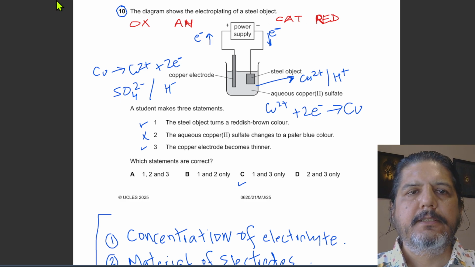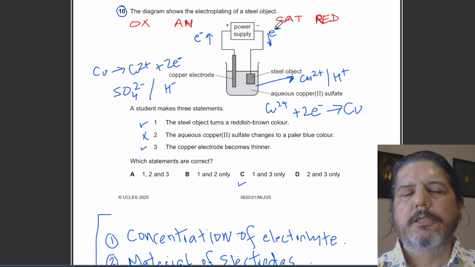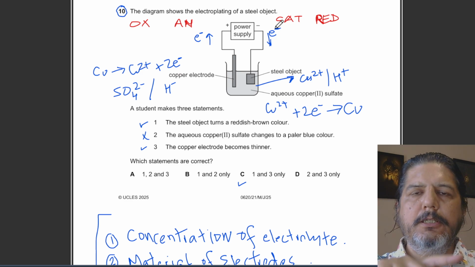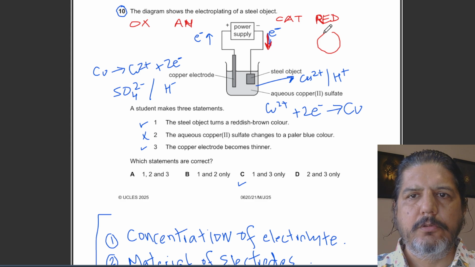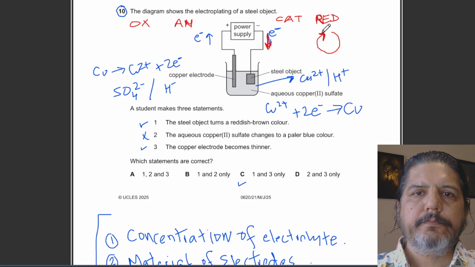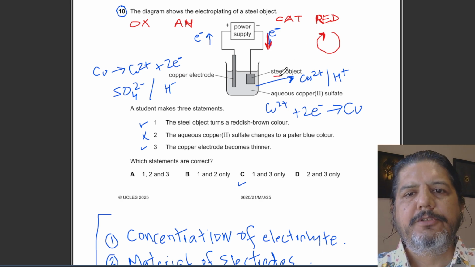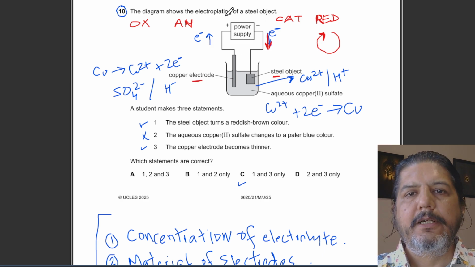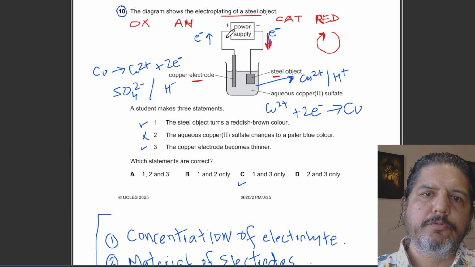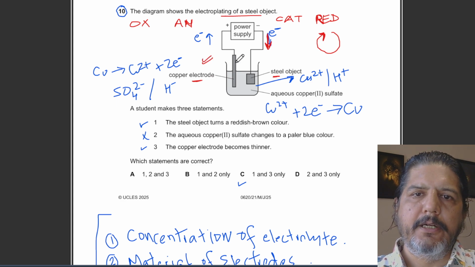We also understand that the negative charge will follow the clockwise direction. So the negative charge should flow something like this. This is the direction in which the negative charge should flow. Now this is the steel object. The cathode is made of the steel object. The copper electrode, we are electroplating the steel object. So basically what we want is that the copper should move from this side to this side, because we are electroplating the steel object.